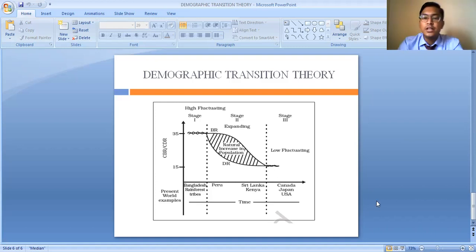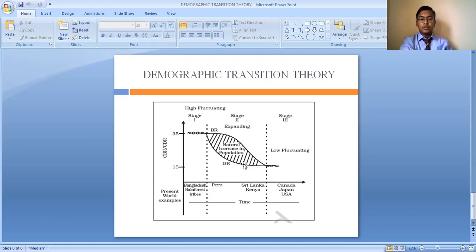So this is the demographic transition theory. It helps to understand the population growth rate of different countries in the past, and it also helps in predicting the future population of different countries. Through this we can easily predict a country's population in the near future. Like Bangladesh, which is now going through the first stage: within a few years, the birth rate and the death rate will reduce and it will reach the second stage of demographic transition.